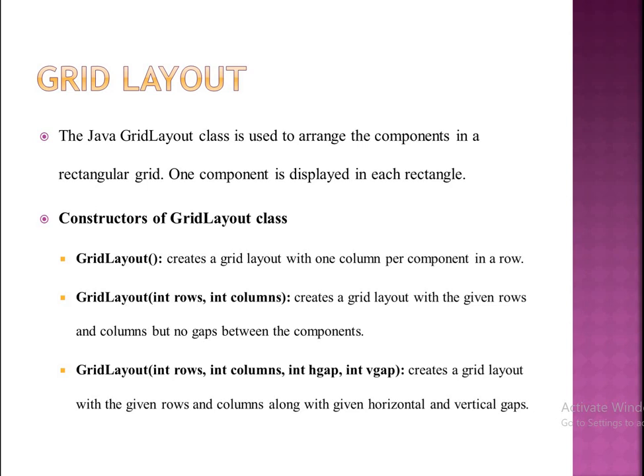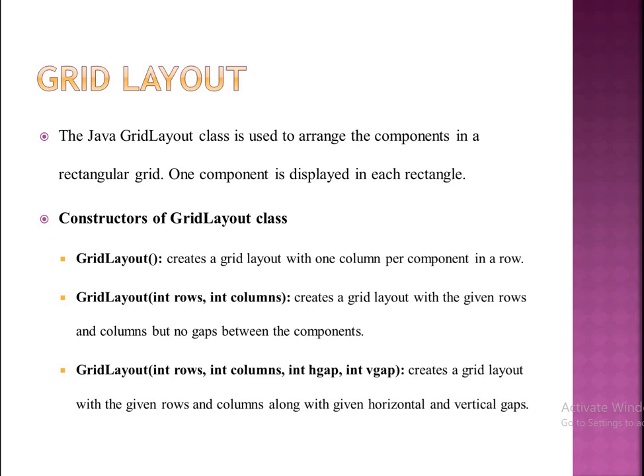First, the default constructor, GridLayout without any parameter. It creates a grid layout with one column per component in a row. Second constructor, GridLayout with int rows, comma, int columns. This second constructor allows specifying the number of rows and number of columns with no gap between the components.